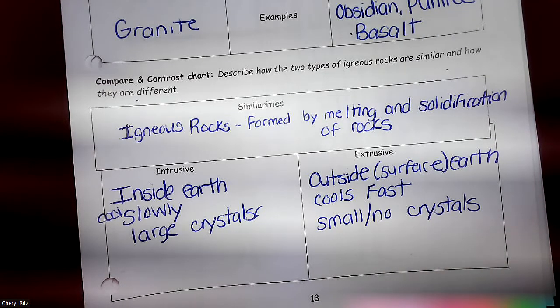Those are basically all the differences. So what do you think? Are they more similar or more different? More different, because their crystals are way different, and where they formed are way different. But you say they're more similar? They're both still igneous rocks.